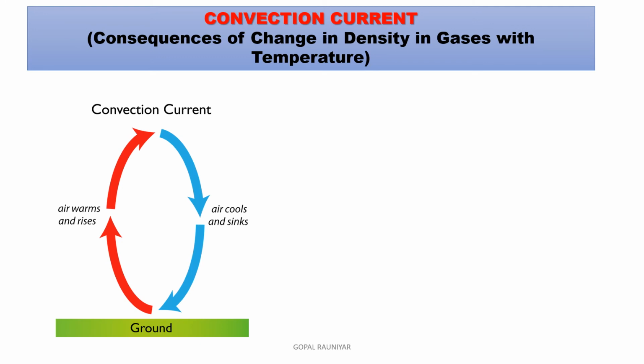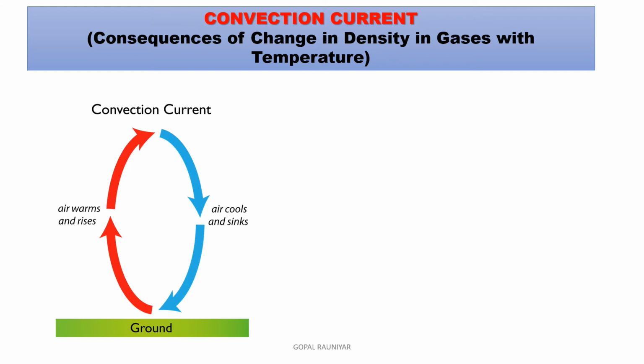Now, consequence of change in density in gases with temperature. Much the same way, the gases get heated up by convection. The air around the source of heat. Suppose there is a burning wood here. What happens here? The wood will burn or coal will burn. The air above this surface will become warm, and after becoming warm, its density will decrease and it becomes lighter. It will rise up, and after rising up, the cool air will sink or take the place of this, and thus due to this process, a sort of current is produced, and this current is called convection current.